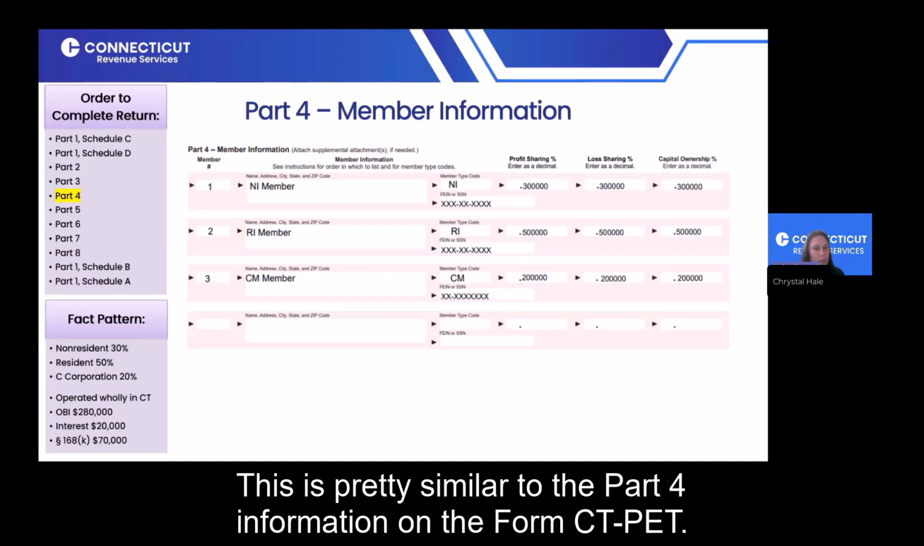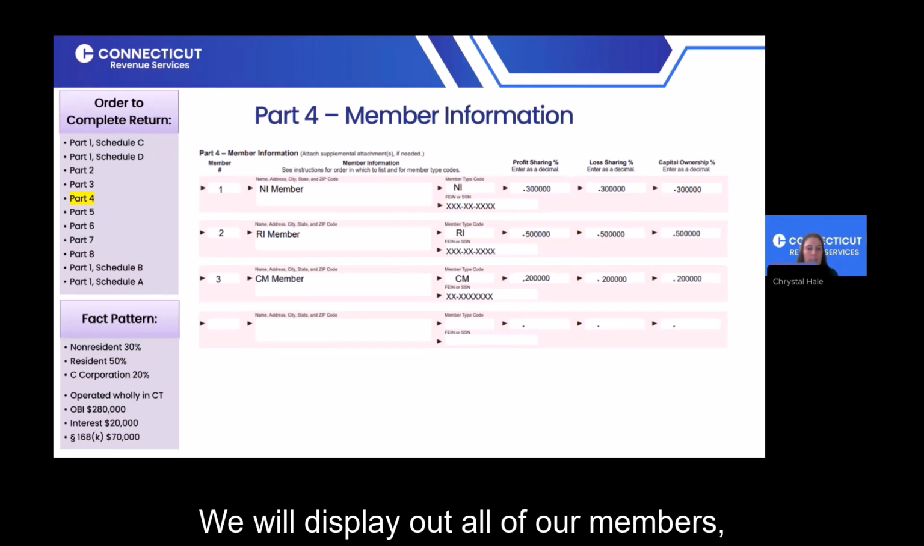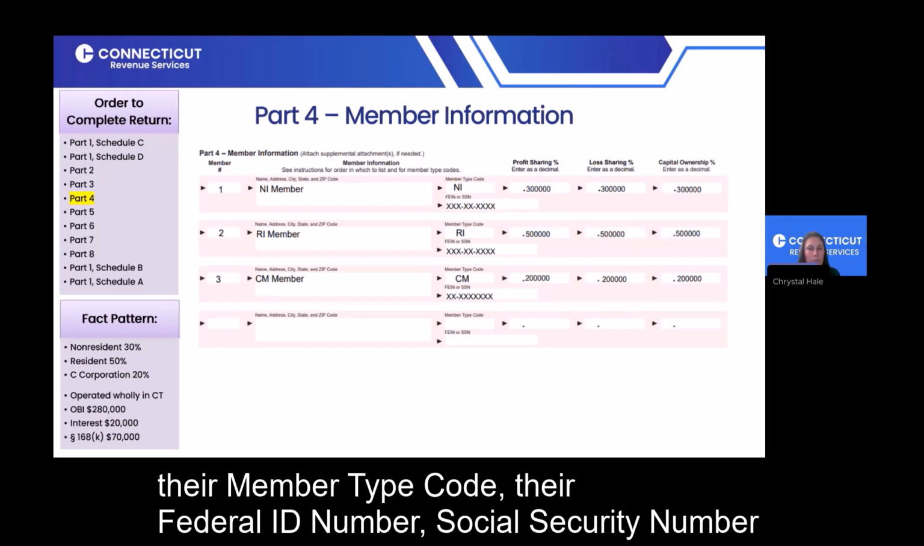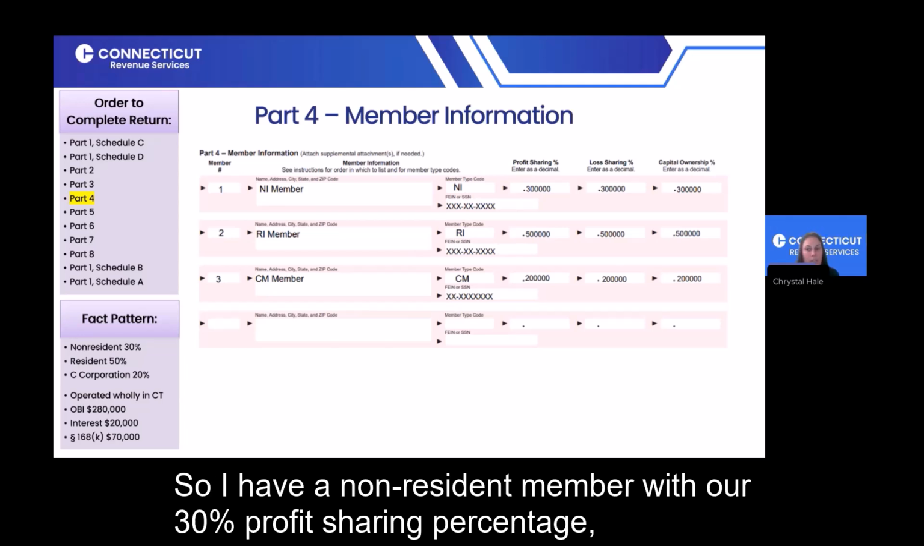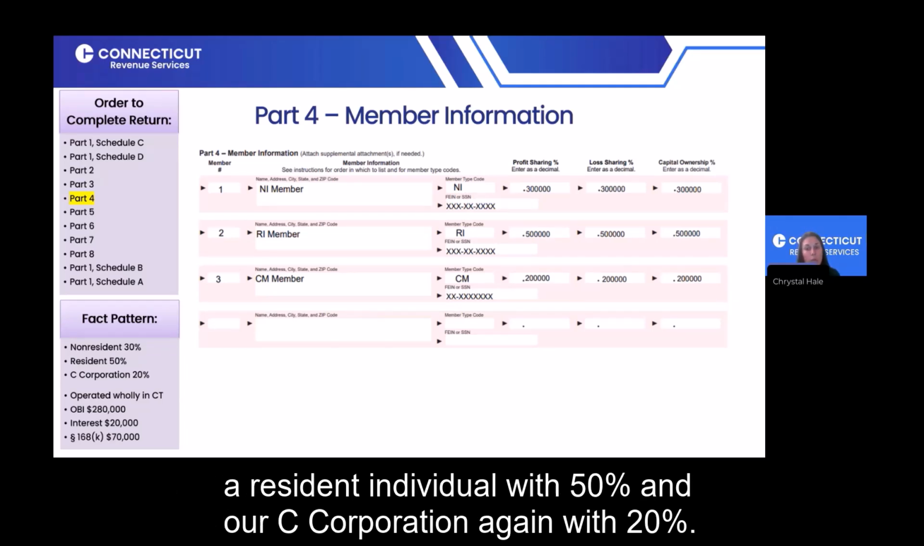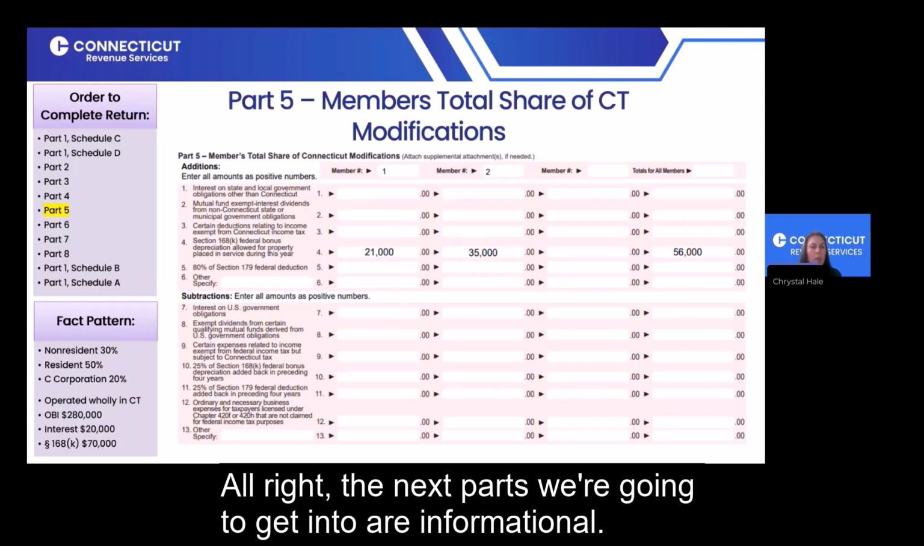This is pretty similar to the Part 4 information on the Form CTPET. We will display all of our members, their member type code, their federal ID number or social security number, and in this case, we have their profit, loss, and capital ownership percentages. So I have a non-resident member with our 30% profit sharing percentage, a resident individual with 50%, and our C corporation again with 20%. All right, the next parts we're going to get into are informational.